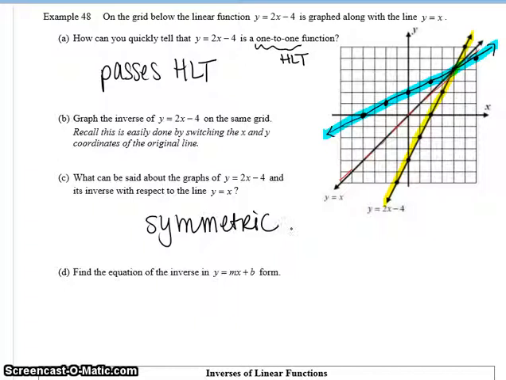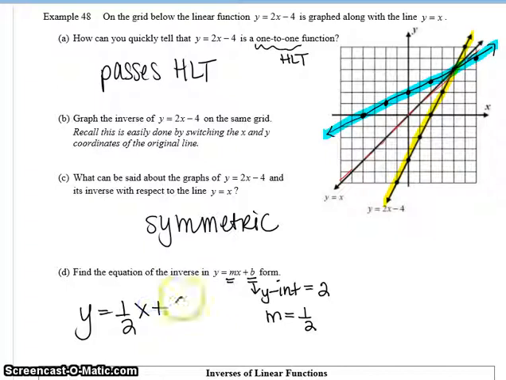Last part here, find the equation of the inverse in y equals mx plus b form. Remember, you need a slope, you need a b. Well, your b, your y-intercept, is going to be 2. Why? Because it's crossing over the y-axis at 2. The slope is up 1 over 2. So that means your slope is positive a half. So the equation, y equals 1/2 x plus 2.